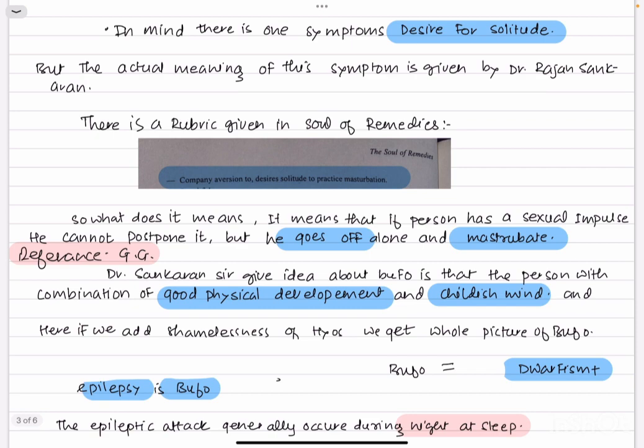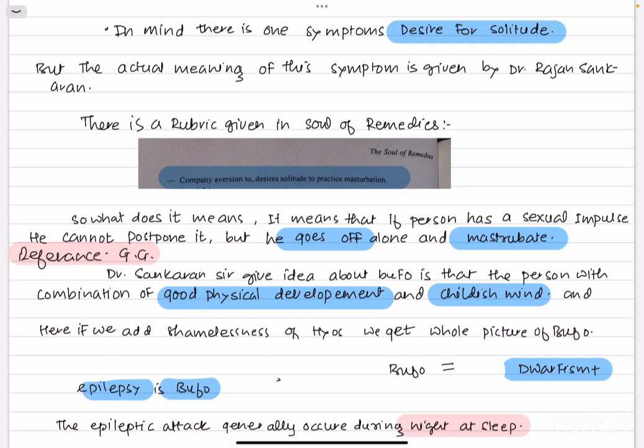So what does it mean? It means that if a person has a sexual impulse, he cannot postpone it. He has no control over his impulses. He is totally absorbed in it, and he goes to masturbate when he gets an impulse. He goes off alone and masturbates.